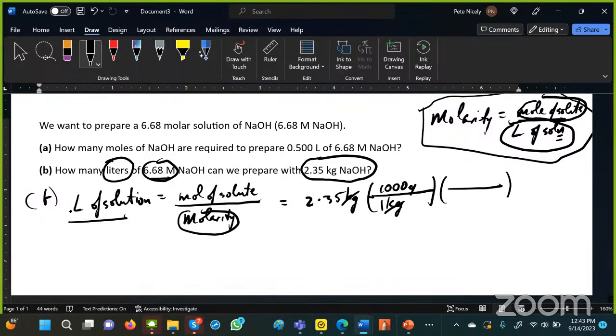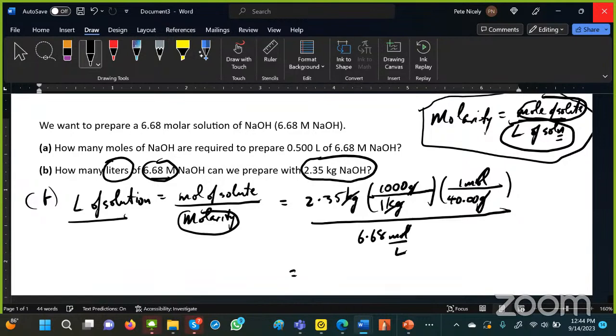So the molar mass of sodium hydroxide is 22.99 plus oxygen, which is 16, plus hydrogen, which is 1.008. So that would be 40.00 grams per mole. And this is how you arrange it, because you want the gram units to cancel out. So you're left with moles at the end of this process. And then you divide all of that by the molarity, which is given as 6.68 moles per liter. And then you're going to see that the mole units cancel out. So the final units would be in liters.